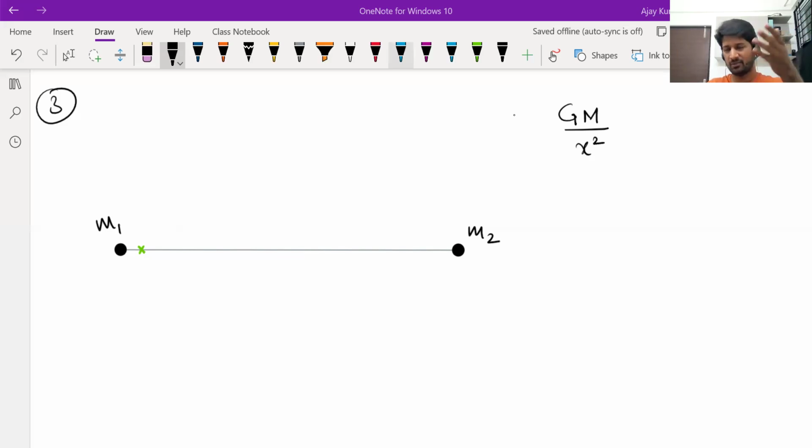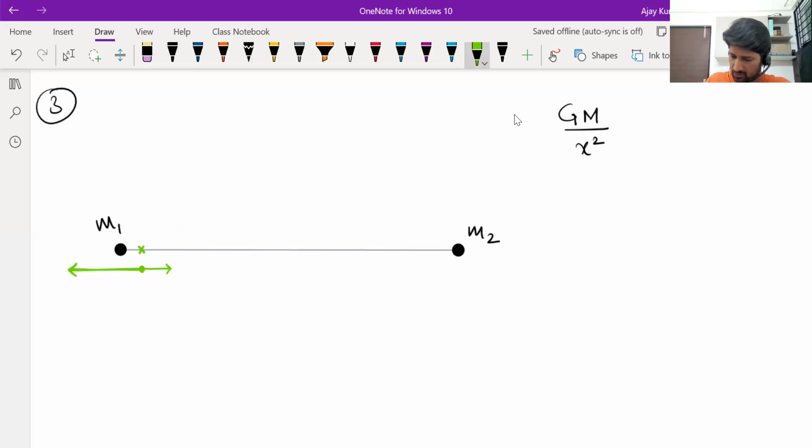Field produced by m1 will be towards m1, towards itself. Okay, so the first mass m1 at this point produces a very strong field towards itself. Why very strong field? Because the point is very close to the mass. Okay, position is very close to the mass. M2 also will create a field here, but its field will not be that strong because the point is far away from the mass. And in which direction will M2's field be? Towards M2.